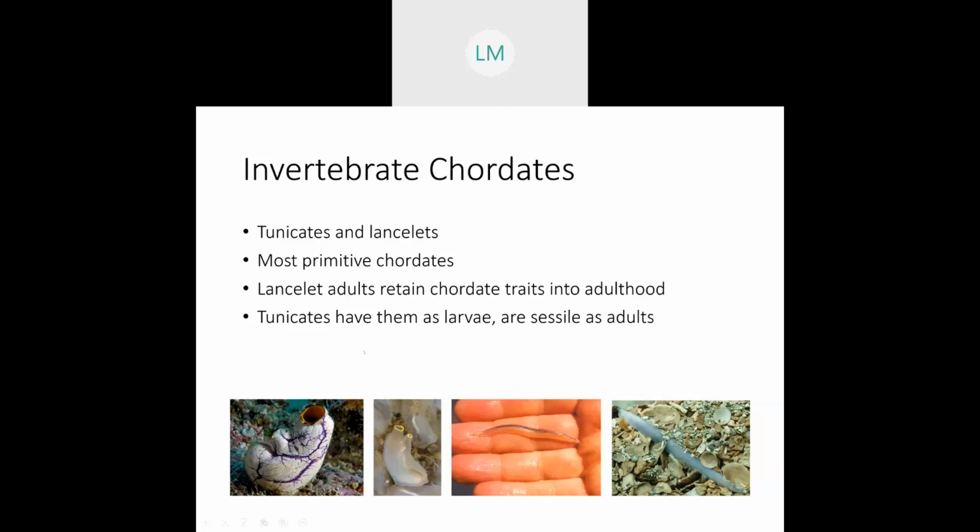In tunicates, we have them as larvae, but then when we become adults, we are sessile. We can't move around. Our larvae can move around, but we cannot as adults. So that's a similar strategy to what we saw with the sponges, right? Our sponge adults are sessile. They can't move, but the larva can move. The larva can get up and move to a new place, colonize a new habitat, right? Makes sense for competition. You don't want to be right next to mom and dad if you're competing for the same resources.